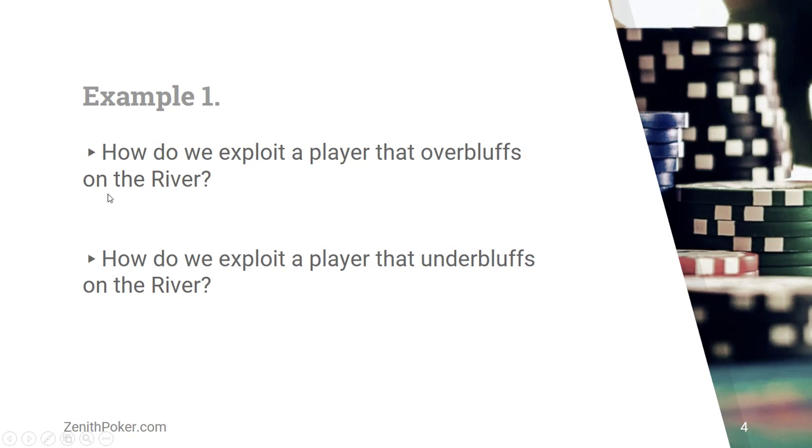If a player overbluffs by too much, you can even start to call hands that are weaker than that, hands that would lose to some of the opponent's bluffs. And against players that massively underbluff, you can even start to fold hands that beat some of their value.